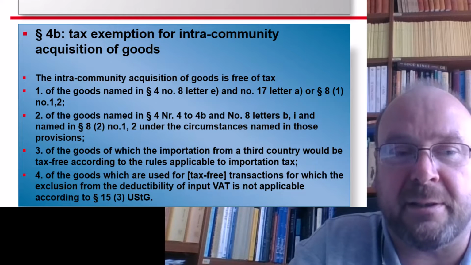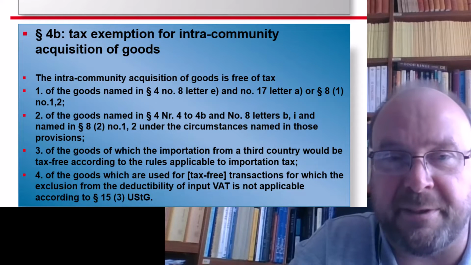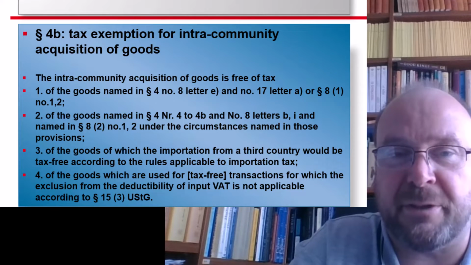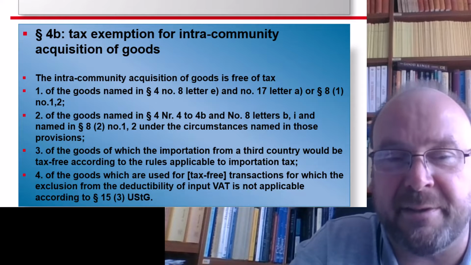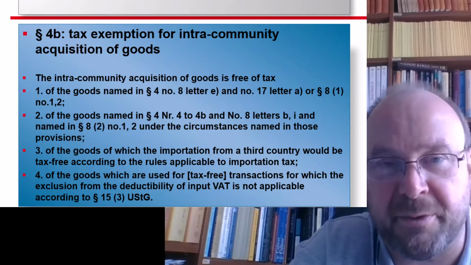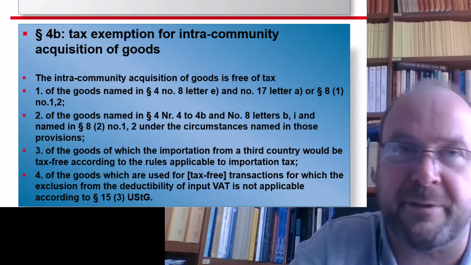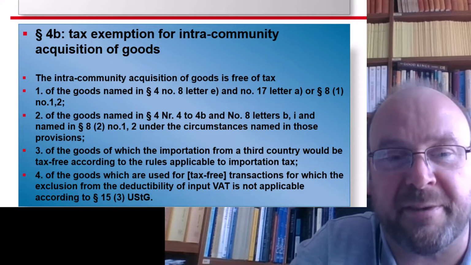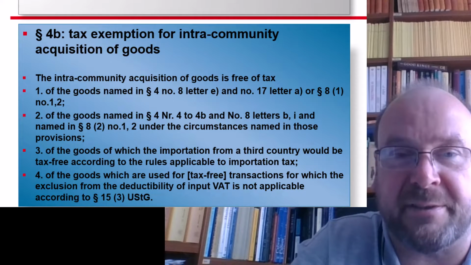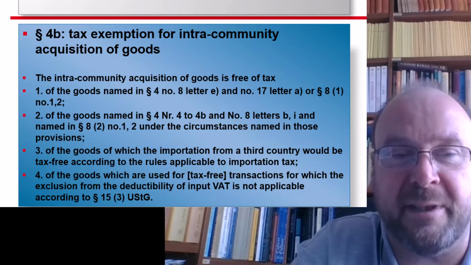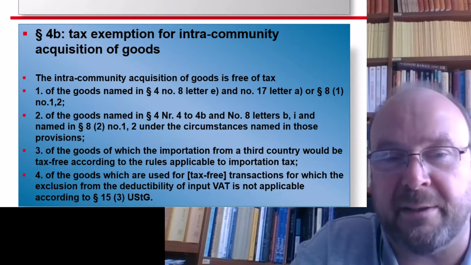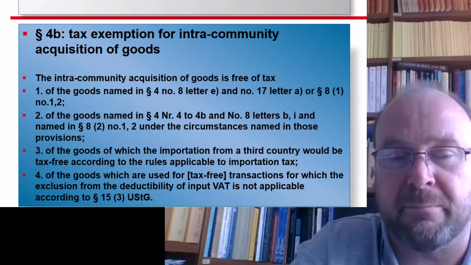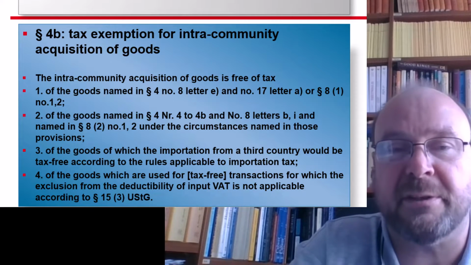The small set of exemptions begins with number 1. Free of tax are goods which are explicitly listed here and which can, under all circumstances, always be delivered free of tax. Now, if you can always deliver them free of tax, also buying them should be free of tax. That is the reason why for number 8, letter E, buying currencies, buying money in cash, is free of tax.